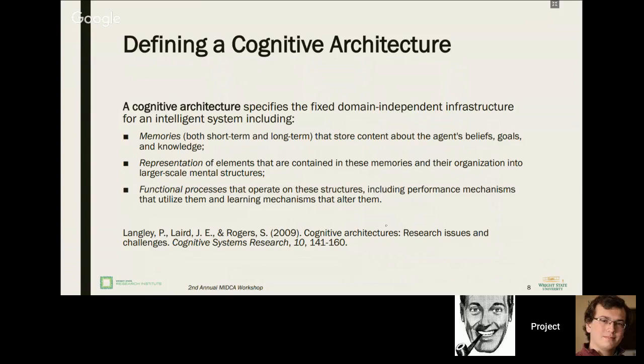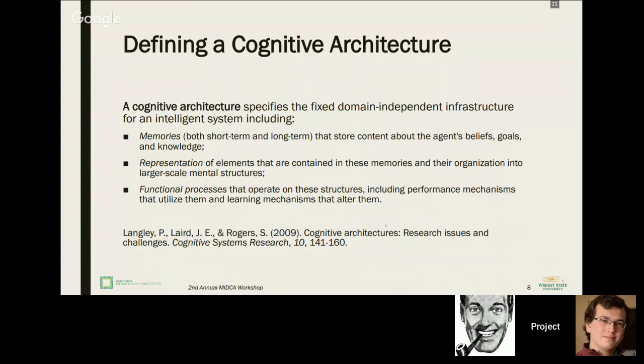So the cognitive architecture specified a fixed domain independent infrastructure that consisted of memories, both the short and long term, memories that store knowledge or content about beliefs, goals, and knowledge. The representation, how those elements are actually represented in the memory for larger scale structures and how they're composed, and then the functional processes that actually operate on the knowledge that would produce an output given some input. So those are three important things I think you will find in all architectures, either more or less.